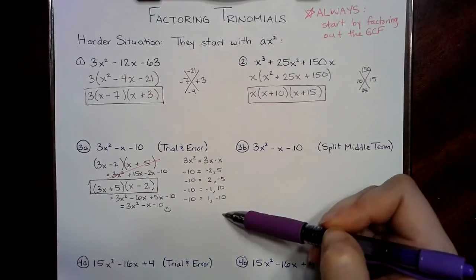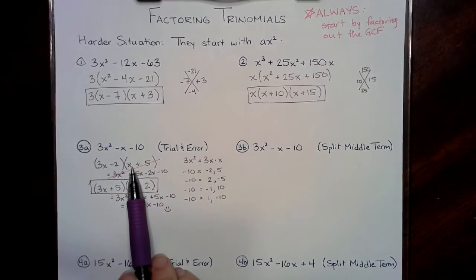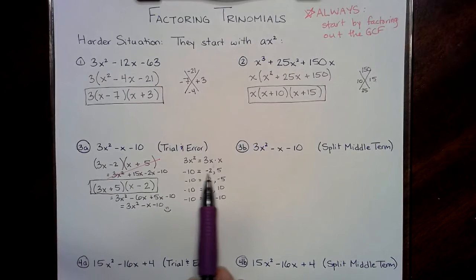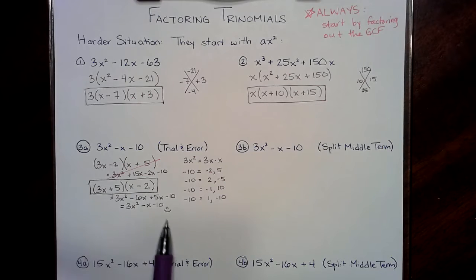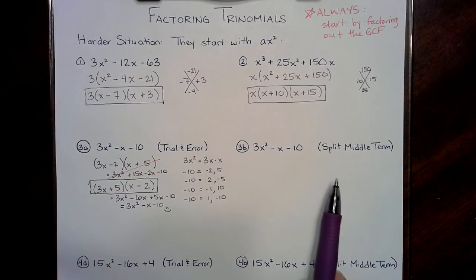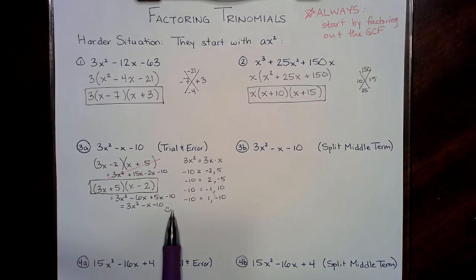Now, if I look through the list, there's only really one way to split up my 3x squared. But I had 4 ways to split up my negative 10, and in each of those 4 ways, I could have put it with one part first or the other part first. So I really have 8 possibilities that I might be trying. We got lucky here in getting it on the second try, but I want to show you a method that's going to work where we don't need to do trial and error on every single possibility.